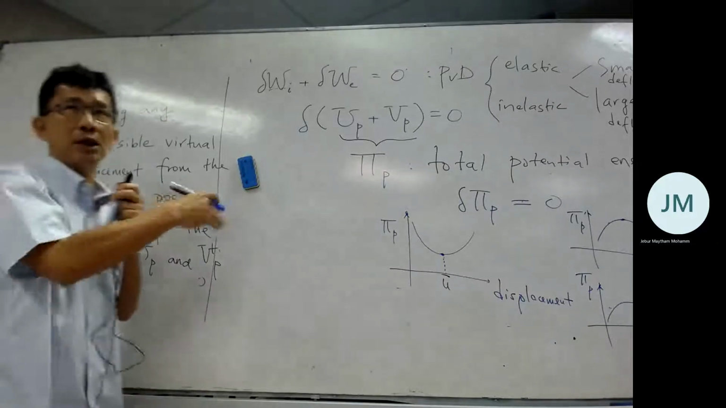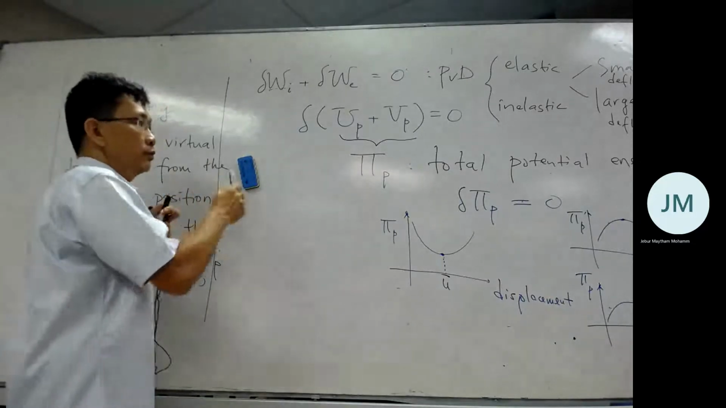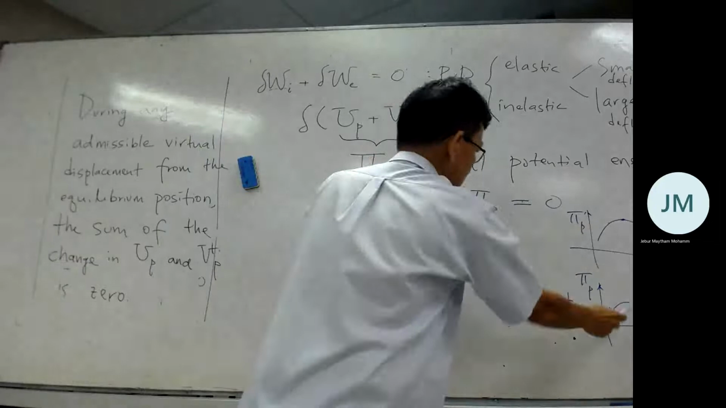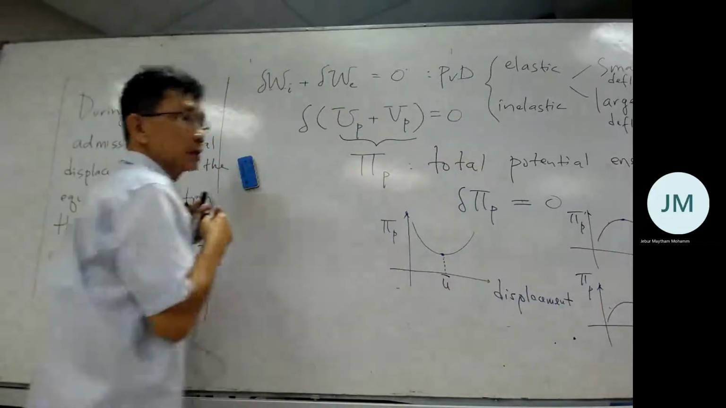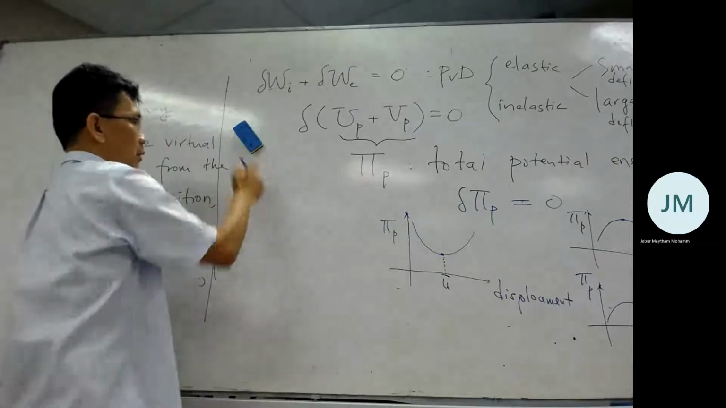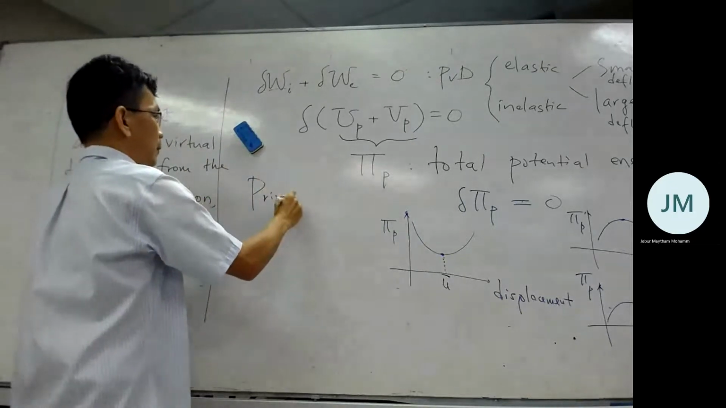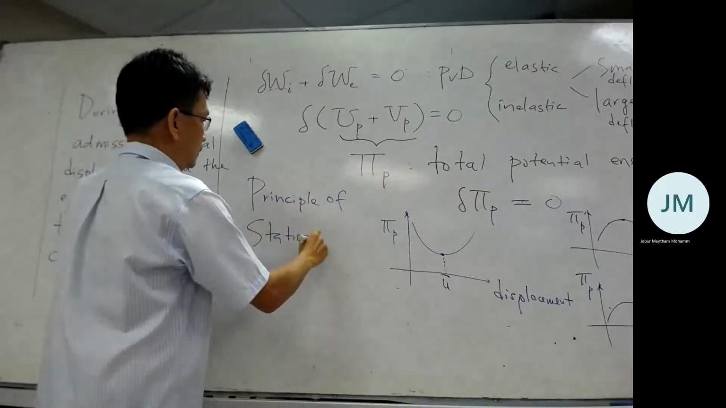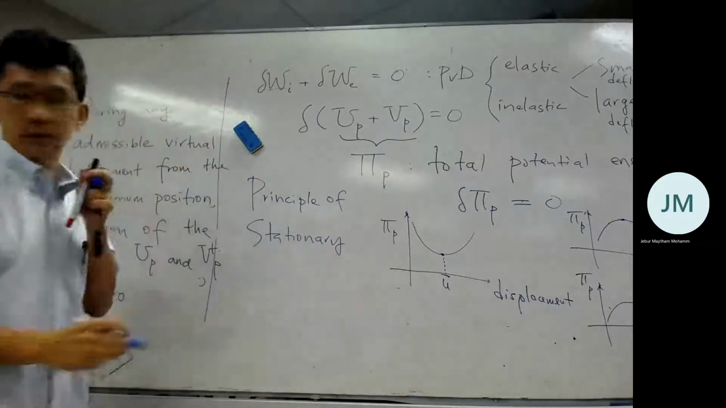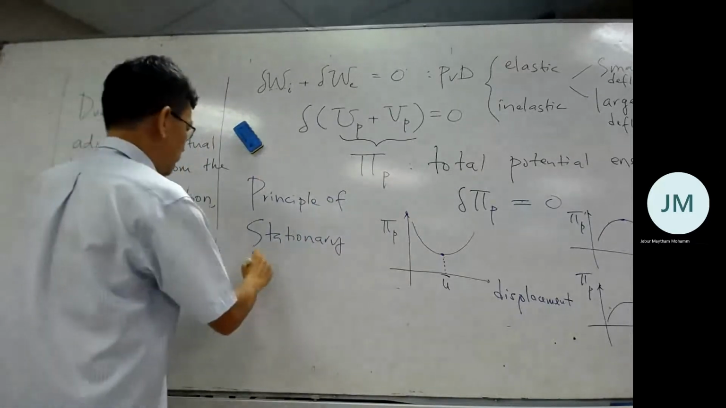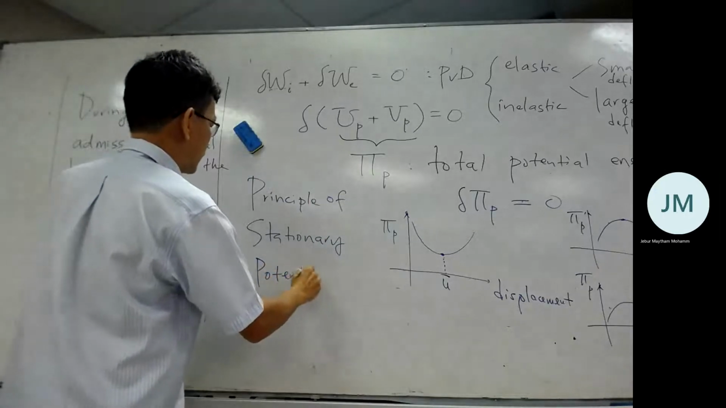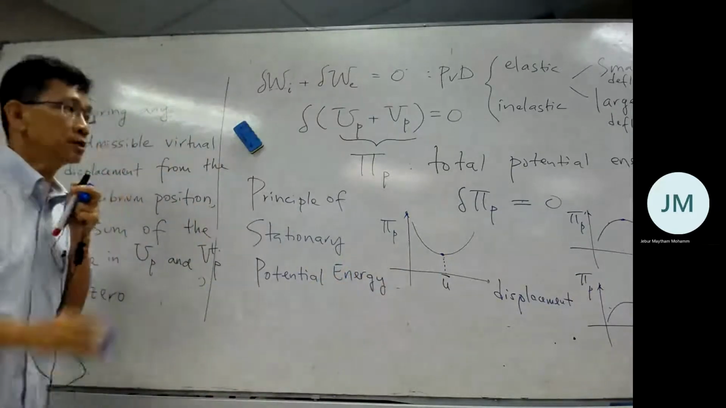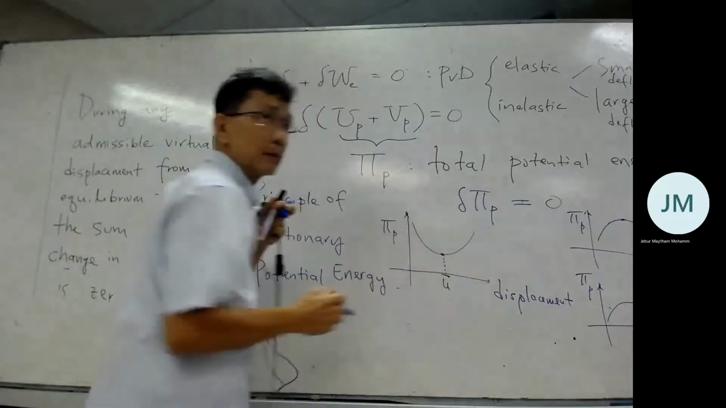So now at this stage, if we want to apply it to a situation maybe like this, maybe like this, maybe like this. This statement here is called the principle of minimum potential, principle of stationary potential energy. Stationary means stop there. It can be like this, it can be like this, it can be like that.